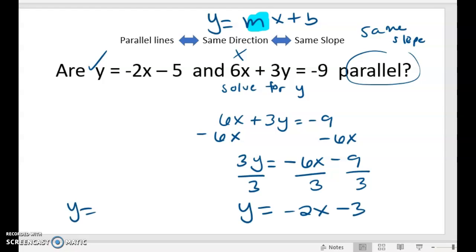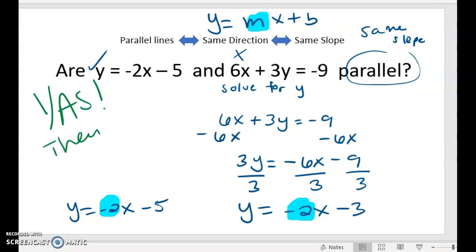So if it asks us if these two lines are parallel, once you've solved for y equals mx plus b, you'll notice that they both have a negative 2. And if they both have a negative 2, that means, yes, they are parallel. So we're looking for parallel lines have the same slope, perpendicular lines have opposite reciprocal slopes.